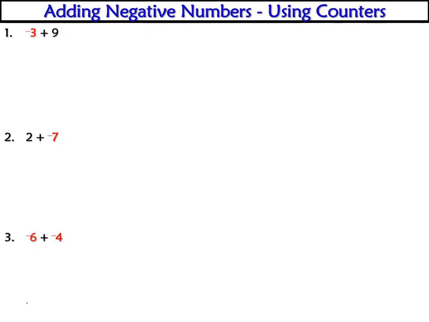Hi, this is Mr. Hood, and we're going to look at 3 different ways you can use to add negative numbers. So let's look at that first example, negative 3 plus 9.